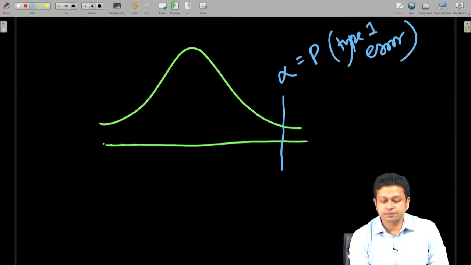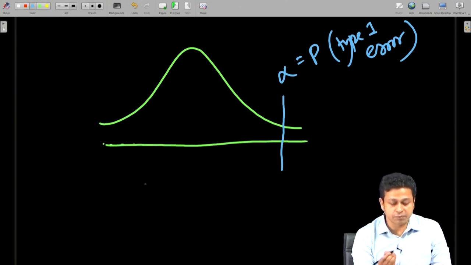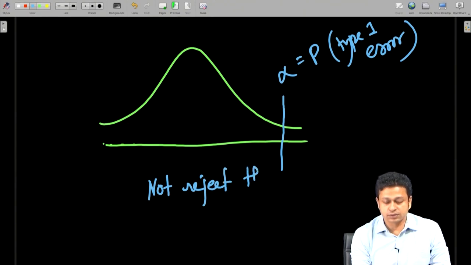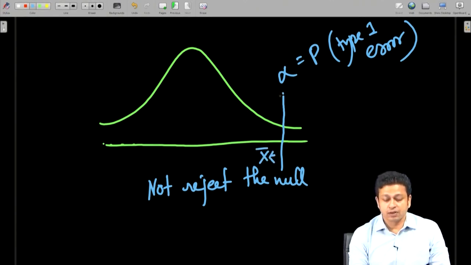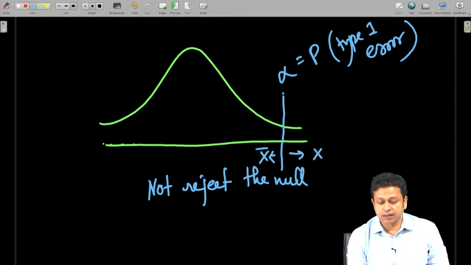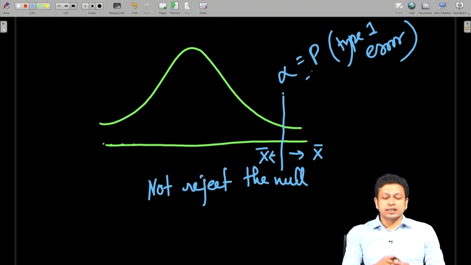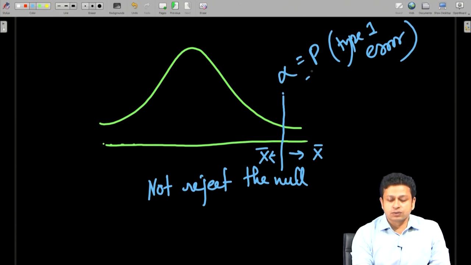So, basically I will not reject the null. This is one of the very important criteria of decision making. I will not reject the null if my x bar is on this side of the alpha, whereas I will reject the null if my x bar, or the sample statistic, is actually on the right side of the alpha, the level of significance. Now, why do I do that? There is an intuition behind it.